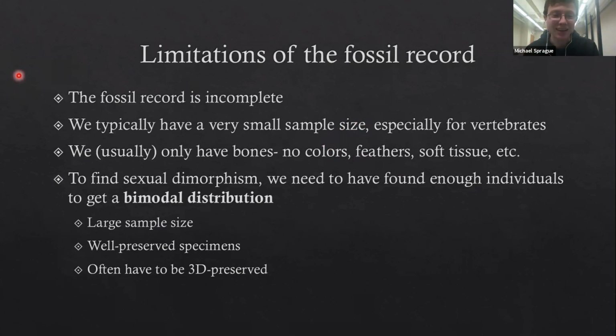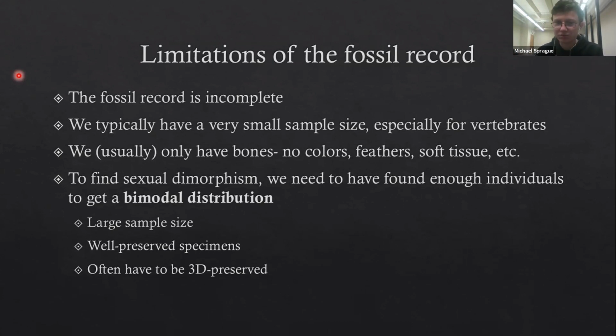And because becoming a fossil is such a rare chance occurrence, we usually have a very small sample size of different species. So we don't have very many individuals of species that get fossilized, especially for vertebrates, things with backbones. And that's everything from fish, amphibians, to lizards, to dinosaurs and pterosaurs, which I'm going to talk about today. And in these cases, typically we only have bones, their skeletons to work with.